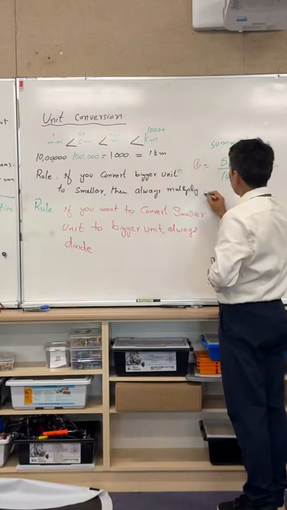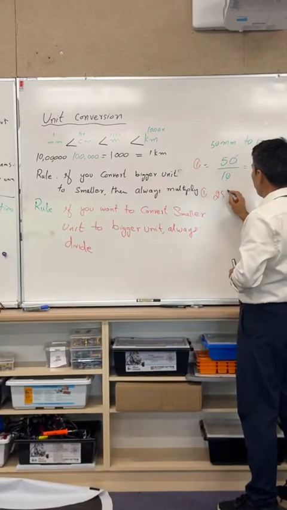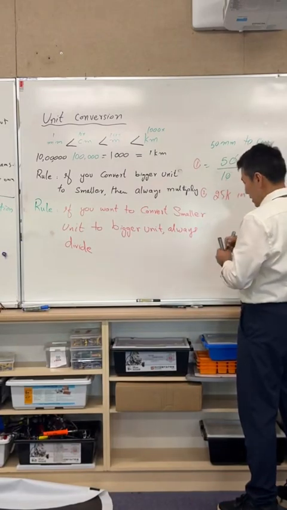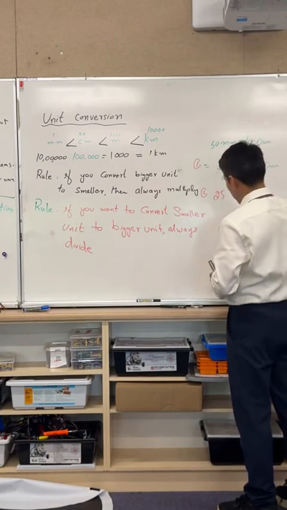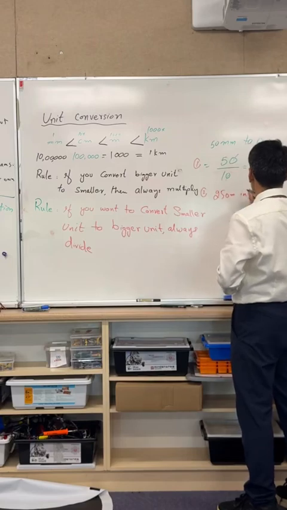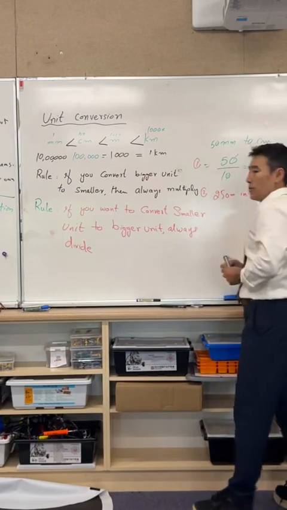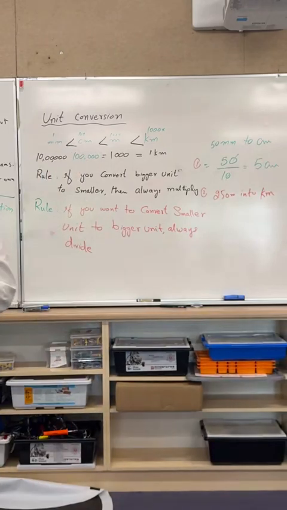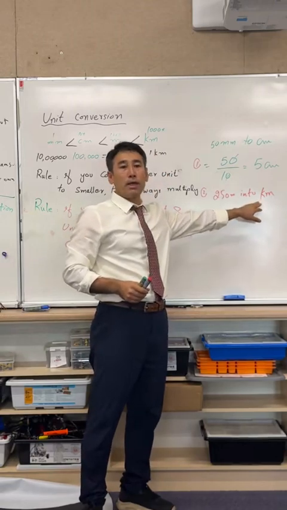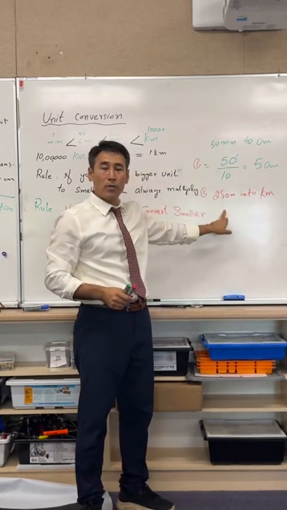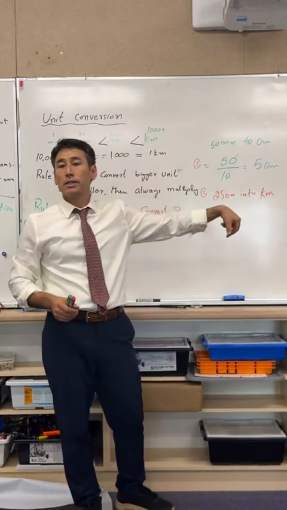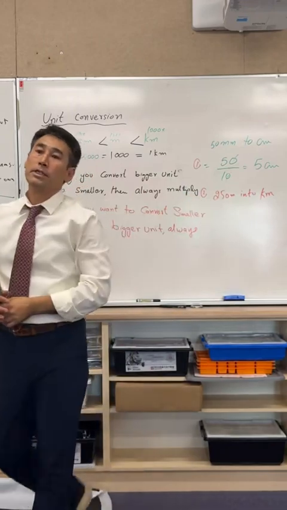Another example is 250 meter into kilometer, okay? 250 meter. Is meter bigger or kilometer? Kilometer is bigger. So you are converting from a smaller unit to a bigger unit. So what are you going to do? Divide or multiply? Divide by 1,000. Divide, okay?